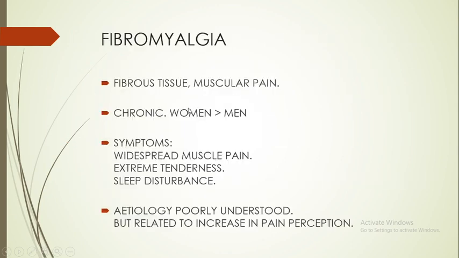Then we have fibromyalgia. What is this? Fibrous tissue and muscular pain. That's a chronic disease, chronic muscular pain, and that's more common in females than in males. Main symptoms are widespread muscular pain, extreme tenderness, and sleep disturbance. You won't be able to sleep in peace of mind. Etiology is not completely understood, but related to increase in pain perception.